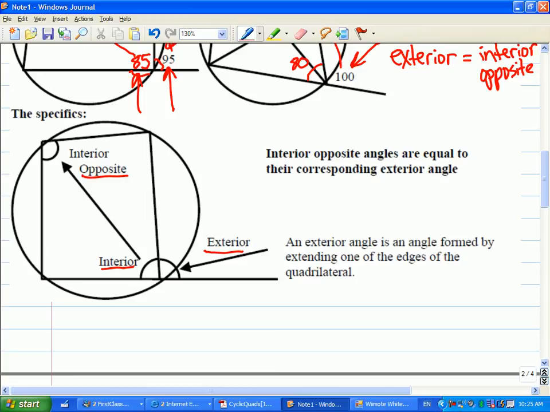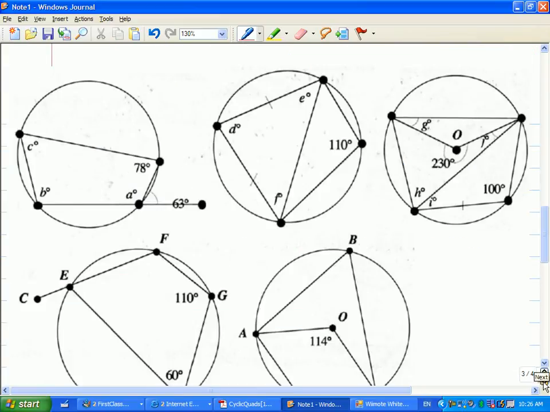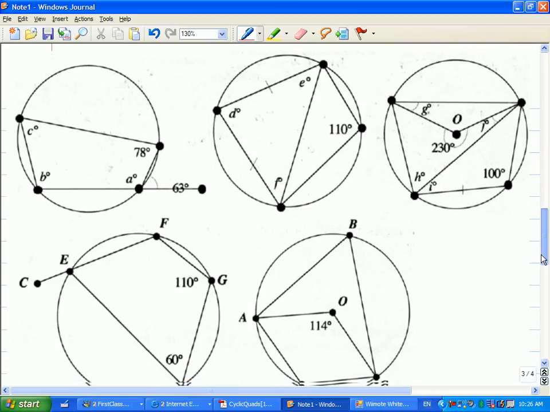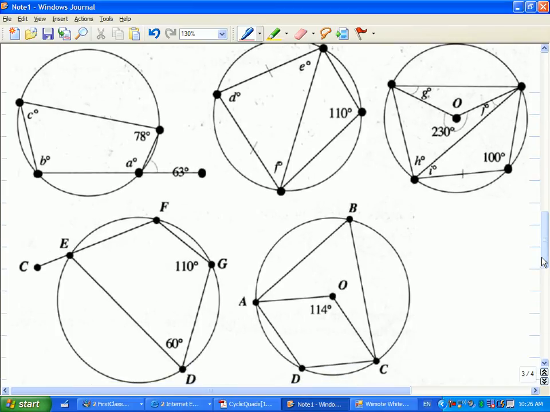Any questions so far on properties of cyclic quads? Good, because those are our only two that we're going to work with today. So let's practice using them. Okay, I'm going to let you go ahead and start filling in the missing angles here using your properties of cyclic quads. Okay, let me catch up to you.